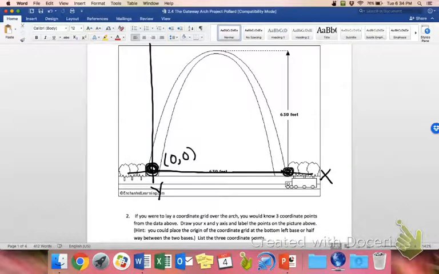This point right here is the point 630, comma 0. I get 630 because this length right here is labeled as 630. And then this point up here, the vertex, is the point 315, comma 630. I get this point because the height is 630, and halfway between 0 and 630, p plus q divided by 2 would be 315.